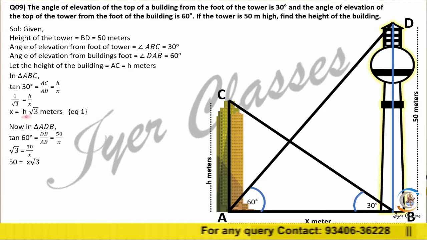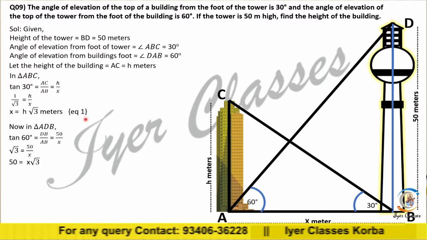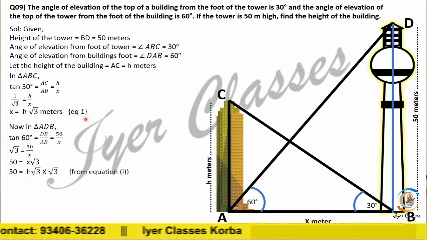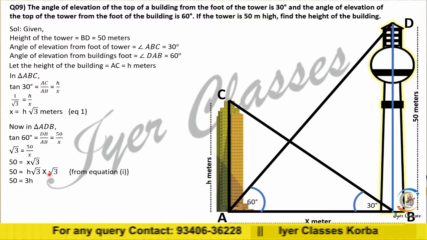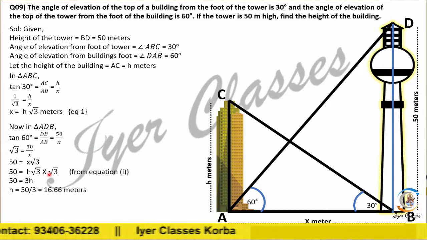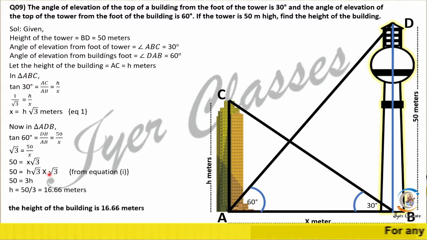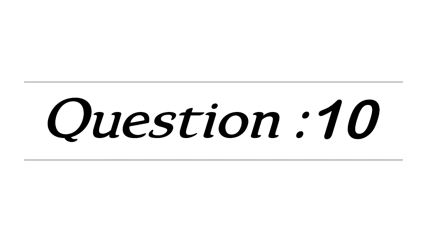From equation 1, we know that X is equal to H root 3. Put the value here. On calculations, root 3 into root 3 is equal to 3. So we have got 3H is equal to 50, or H is equal to 50 divided by 3. On calculations, we get 16.66 meters. So the height of the building is 16.66 meters. Okay.